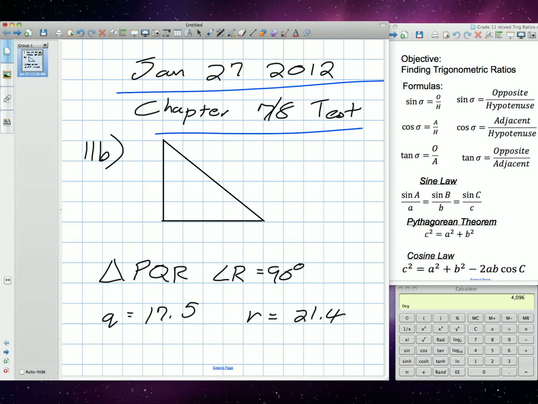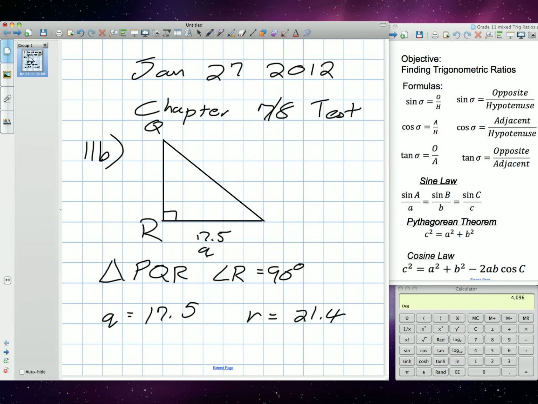Chapter 7 test, question 11b. It says triangle PQR has angle R, 90 degrees. So, I drew a right angle triangle. This is angle R. Side Q, let's say this is Q, is 17.5. Side Q will be opposite of angle Q. And then it tells me that side R, which is opposite angle R, is 21.4. The question says, solve for the hypotenuse. What's the distance of the hypotenuse? Yep, that's the answer.